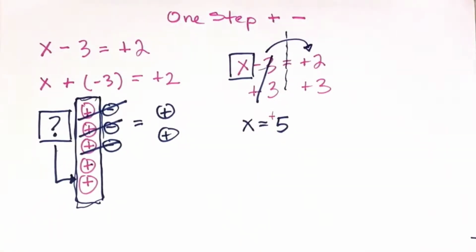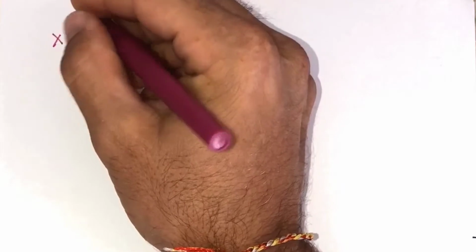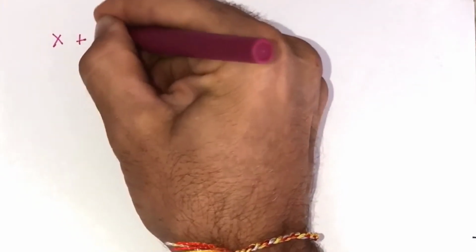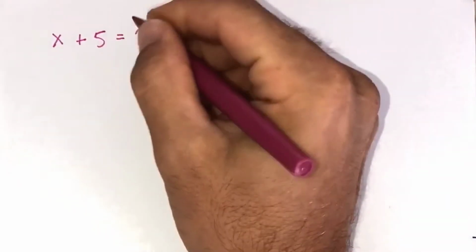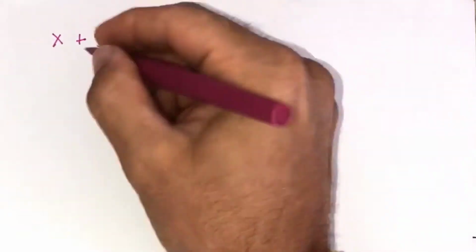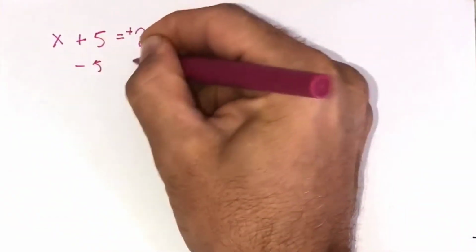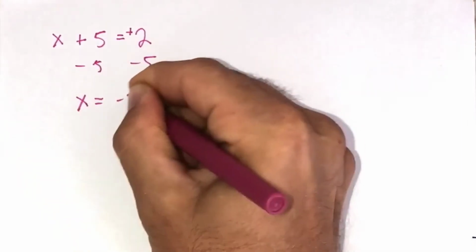Let's take a look at another question, somewhat with the counters, to give us a little more of an idea of what we're doing. Okay, so again we have those 5 positives, and we want it to be equal to 2 positives. So what we were doing was opposites, right? We were subtracting 5 from both sides, and we end up with x equals negative 3.